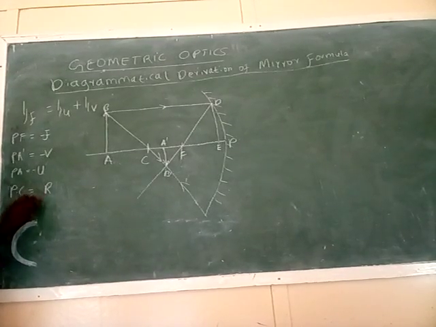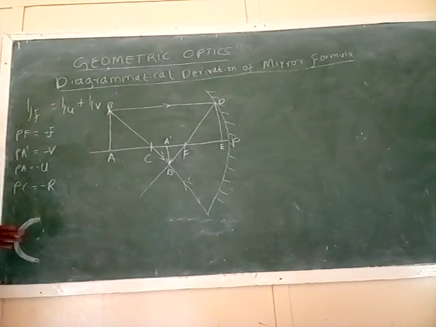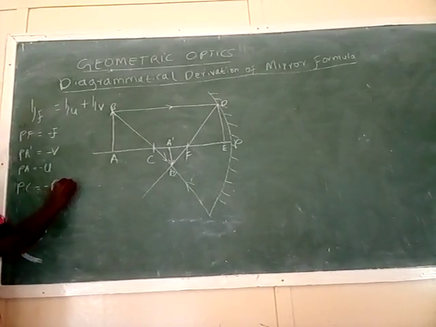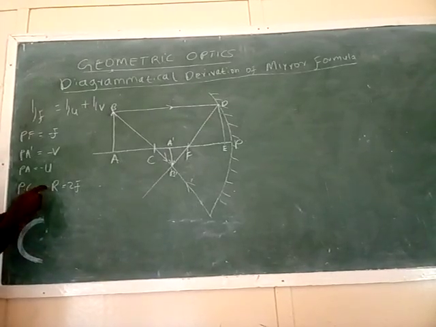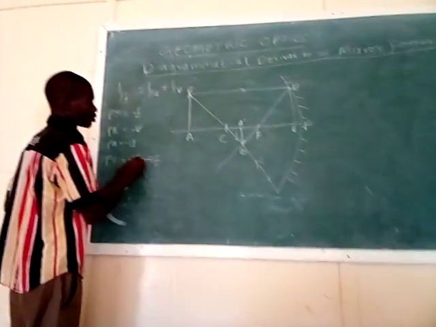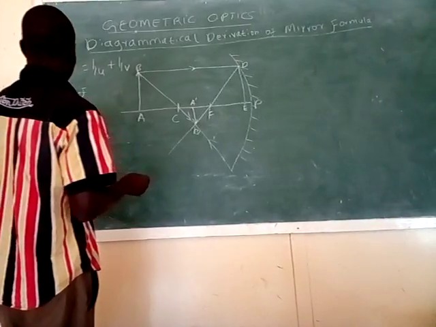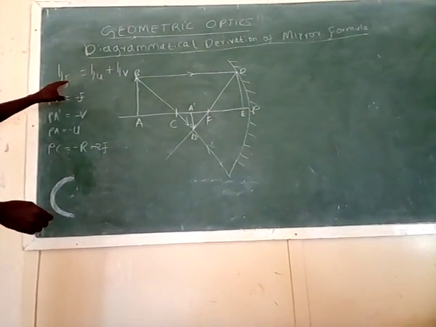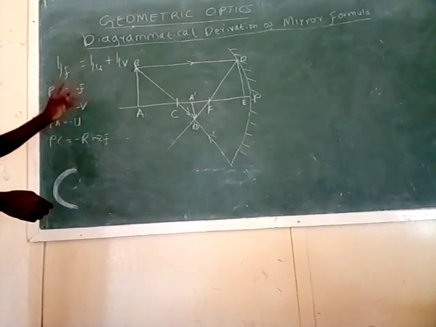It should be R, but we say for this case everything should be negative. So negative R, which is the same as negative 2F. Are we in agreement that R is the same as 2F? So for this case it's going to be negative 2F. Now our formula only involves F, U, and B. So we have the value of F, U, B, F.